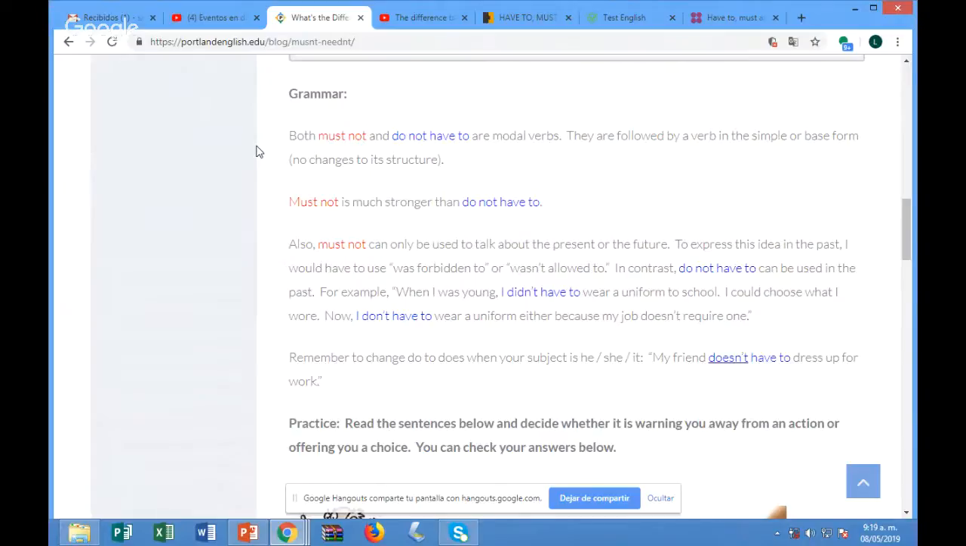To express this idea in the past, I would have to use was forbidden to or wasn't allowed to. In contrast, do not have to can be used in the past. For example, when I was young, I didn't have to wear a uniform to school. I could choose what I wore. Now I don't have to wear a uniform either because my job doesn't require one.